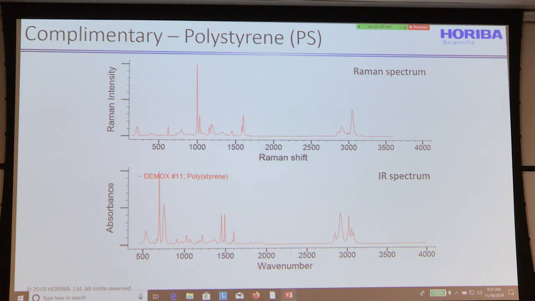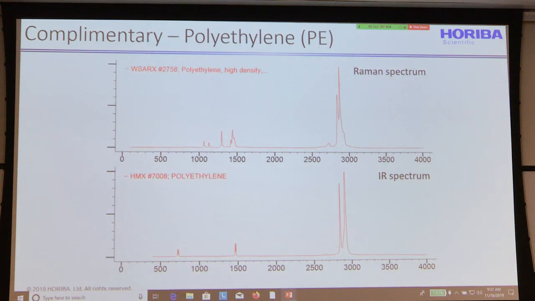So, complementary, polystyrene. As I said, having IR and Raman spectra of polystyrene could give you better identification or confirmation and cross validation, etc. This is polyethylene. You can see that this peak is strong in the Raman, but not so much in the IR. There is a very sharp band here that is not really there. So by taking both spectra, you can see more information, and it also works as a cross validation. Right? So that's why it's called complementary.